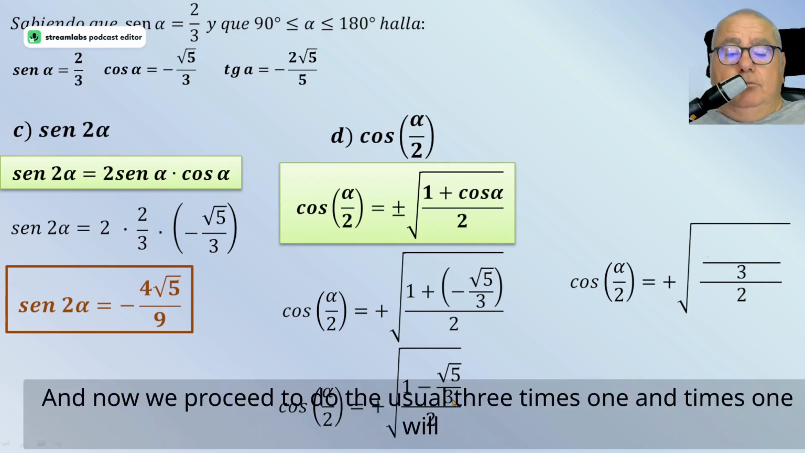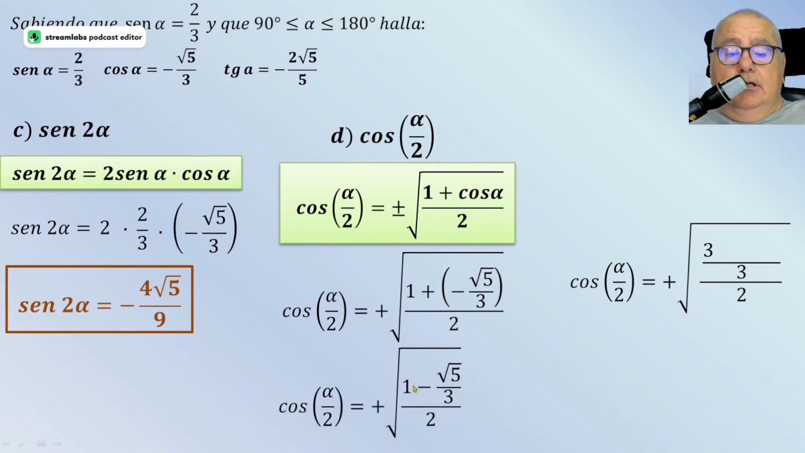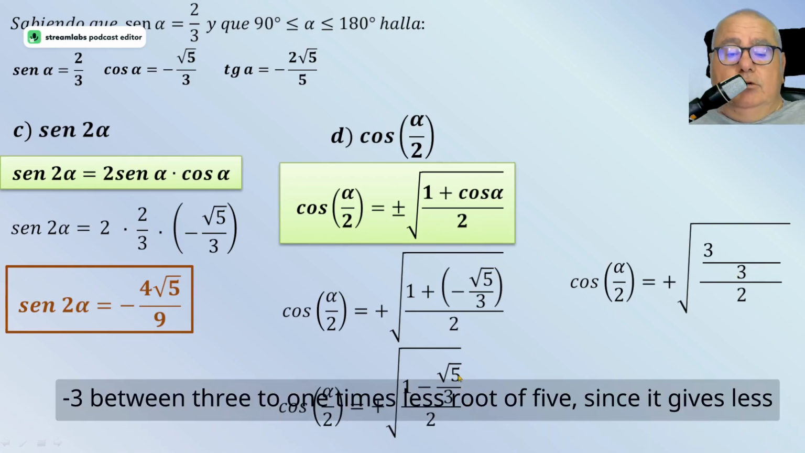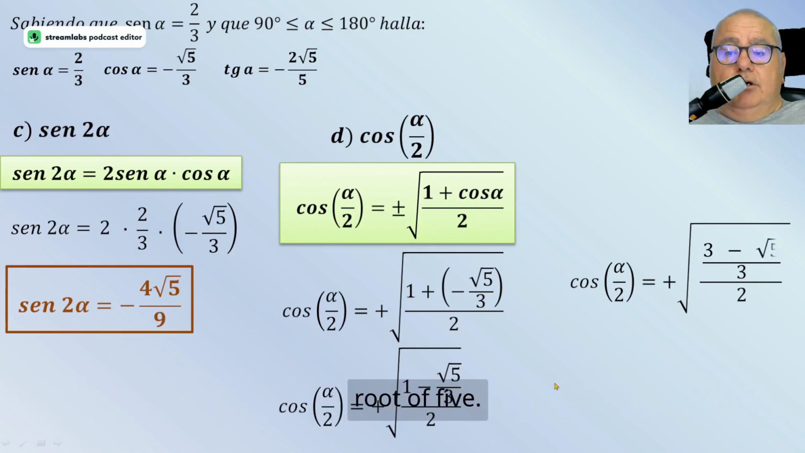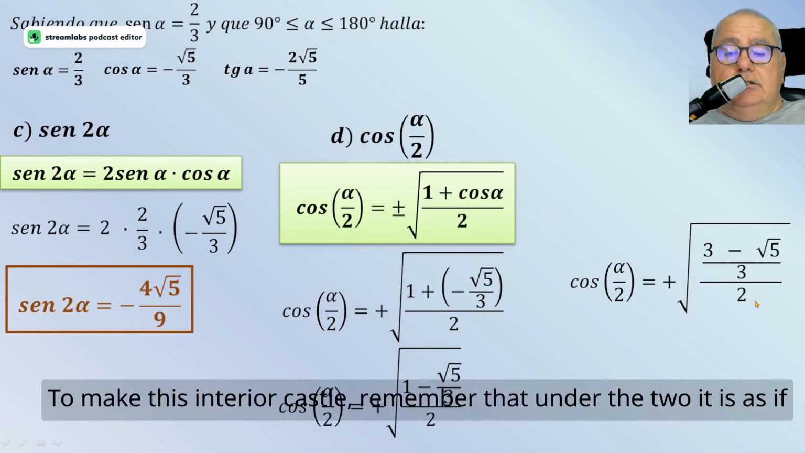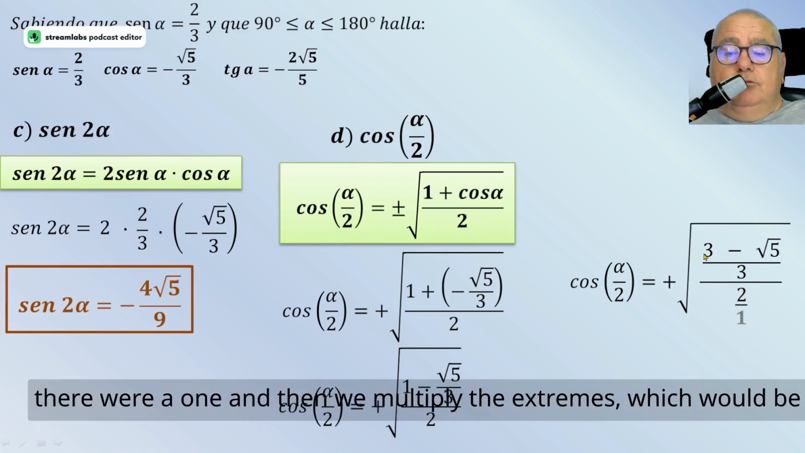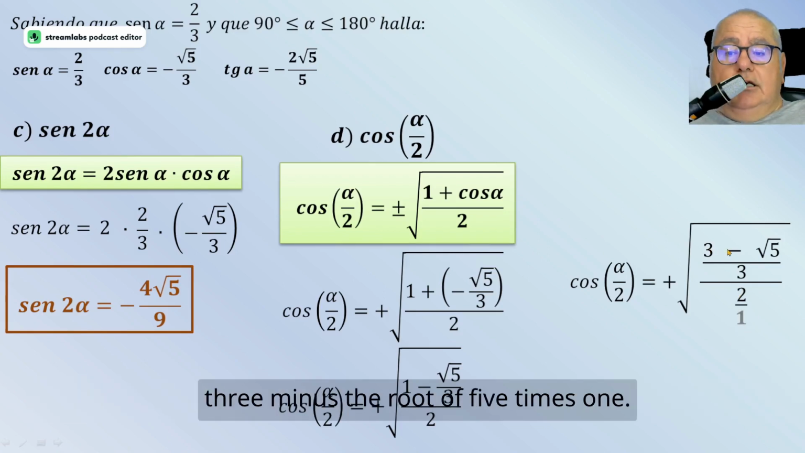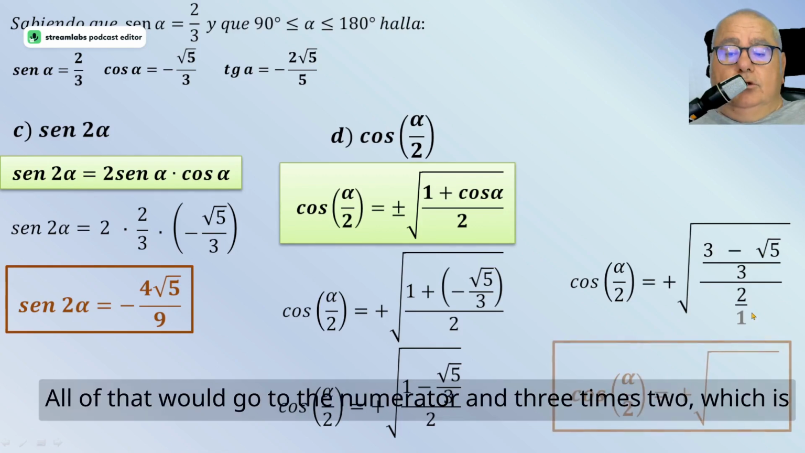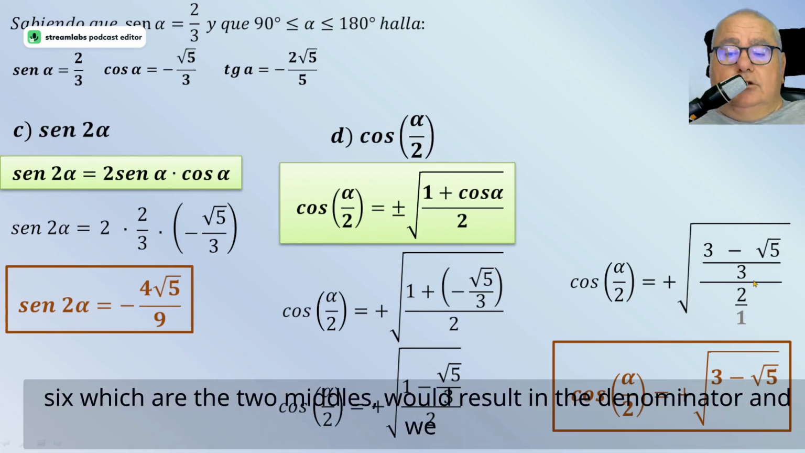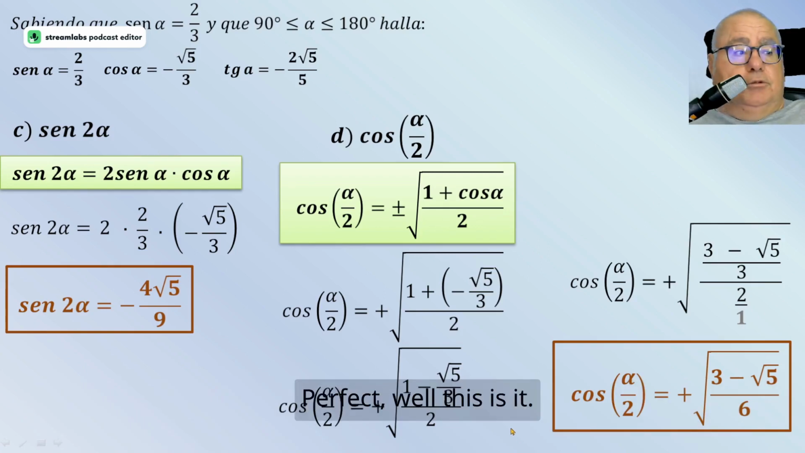And now we proceed to do the usual: 3 times 1 gives 3, minus root of 5, all between 3. To solve this compound fraction, remember that under the 2 it is as if there were a 1, and then we multiply the extremes, which would be 3 minus the root of 5 times 1. All of that would go to the numerator, and 3 times 2, which is 6, the 2 middles, would result in the denominator, and we have it. Perfect. Well, this is it.